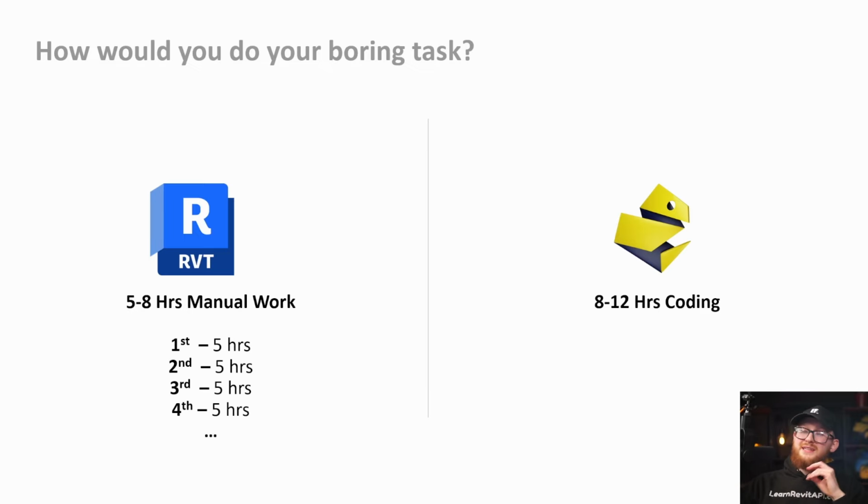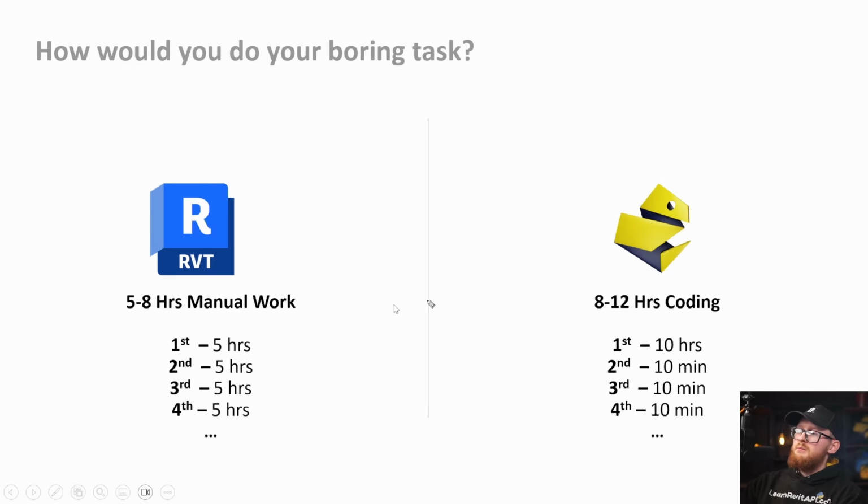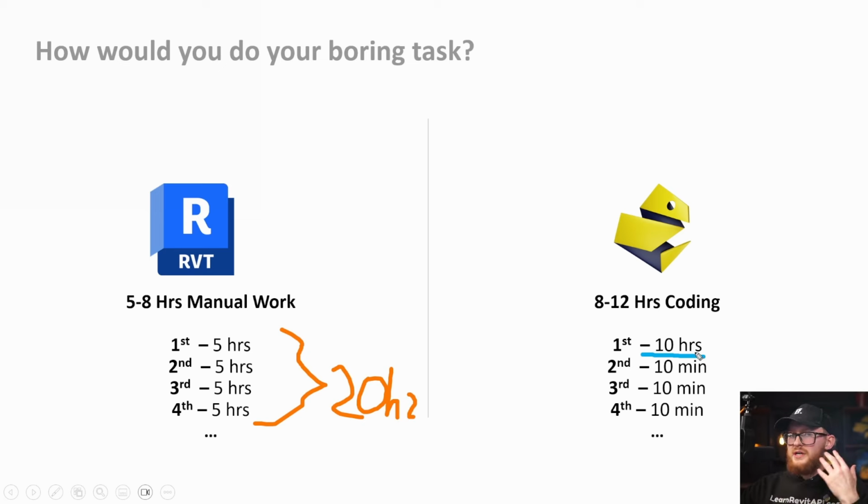Manually, you can think, all right, the best I can do is 5 hours on this specific task. It's going to take me 5 hours first time, second time, third time, fourth time. And in total, you're going to spend like 20 hours to do it 4 times, right? This is the best you can do, right? You already became super efficient. But then let's look at pyRevit. And let's say that, all right, maybe you're going to spend 10 hours to write your first code.